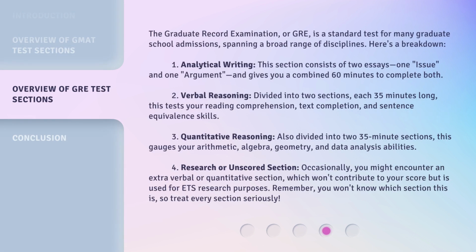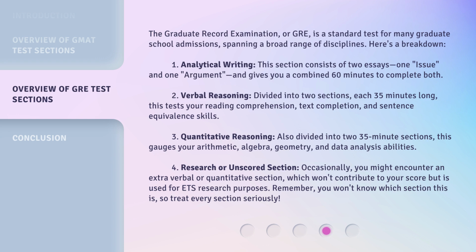The Graduate Record Examination, or GRE, is a standard test for many graduate school admissions, spanning a broad range of disciplines. Here's a breakdown. 1. Analytical Writing. This section consists of 2 essays, 1 issue, and 1 argument, and gives you a combined 60 minutes to complete both. 2. Verbal Reasoning.